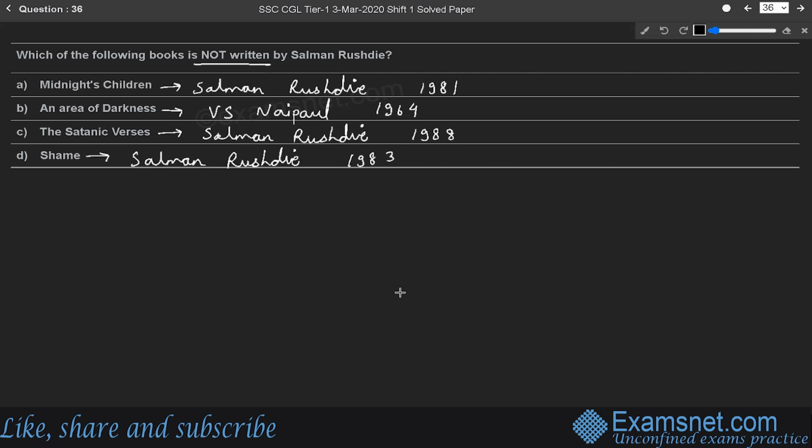So for this question, the correct option will be option B, because here we have to find the book which is not written by Salman Rushdie. You can see that option A, which is Midnight's Children, is written by Salman Rushdie. Option B here is not written by Salman Rushdie. It is written by V.S. Naipaul. And similarly, option C and option D are also written by Salman Rushdie. So the correct option for this question will be option B.